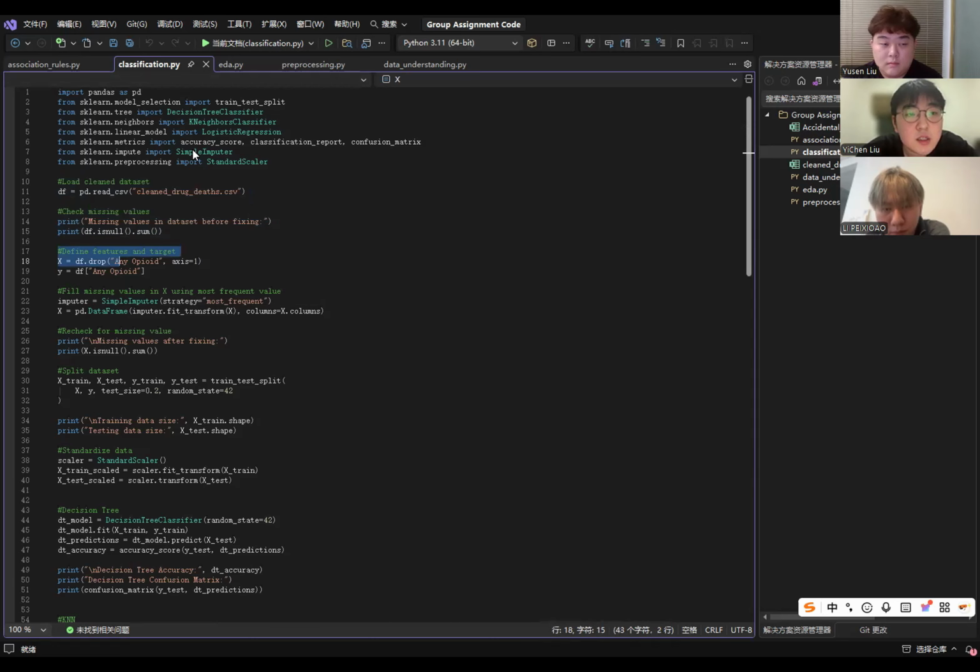In this section, we split the dataset into features and target. X contains all the input variables, while Y contains only the target column, which is any opioid.